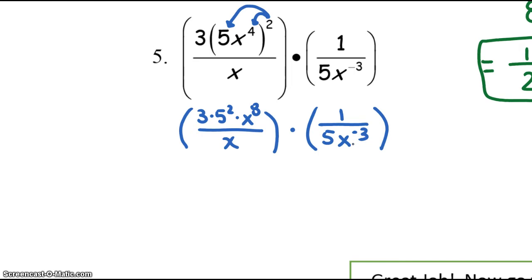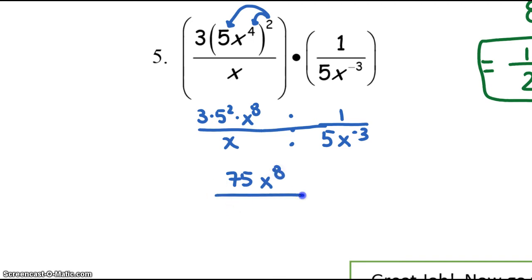Now, technically everything is okay. There's nothing in parentheses to a power, so I can actually get rid of these parentheses, and I can combine this fraction like that. Alright, now we can go ahead and simplify. We have 3 times 5 squared. Well, I know 5 squared is 25, times 3 is 75, x to the 8th in the numerator. In the denominator, we have 5, that's a number. Then we have x to the 1 power and x to the negative 3 power. So we have to add those exponents. And 1 plus negative 3 is x to the negative 2 power.